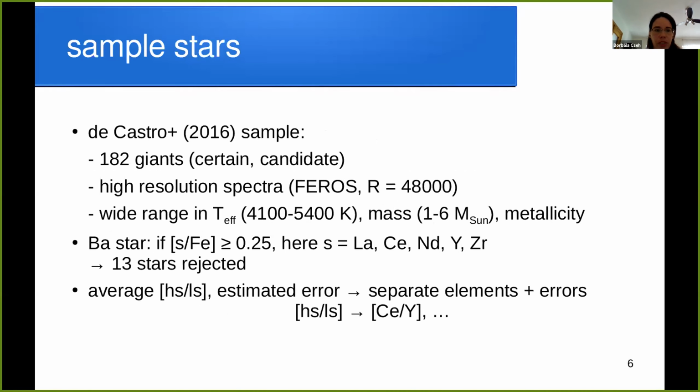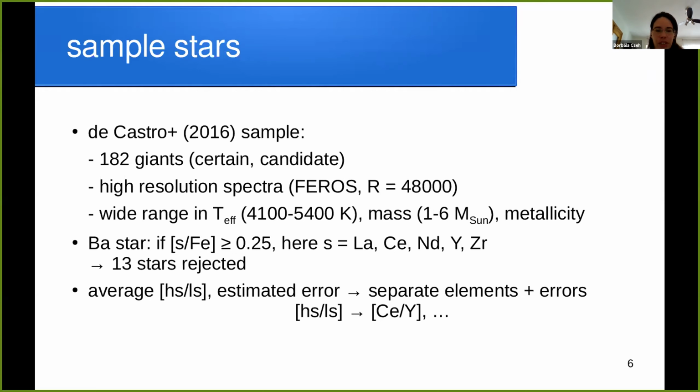So in this study, we used the sample stars from the De Castro 2016 sample, which consists of 182 giants, which are certain and candidate stars. The spectra were taken with a high resolution spectrograph, FEROS, with a resolution of 48,000. And the spectra show a wide range in effective temperature, in mass and metallicity, as we will see.